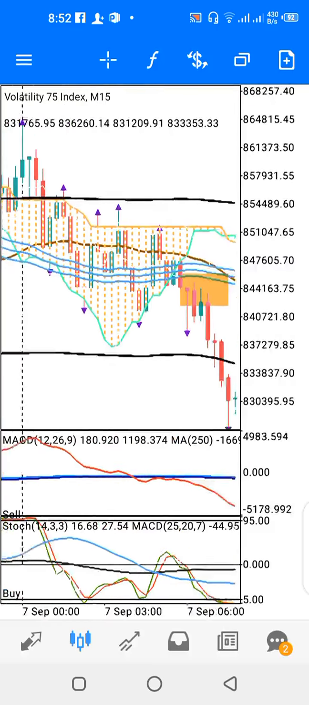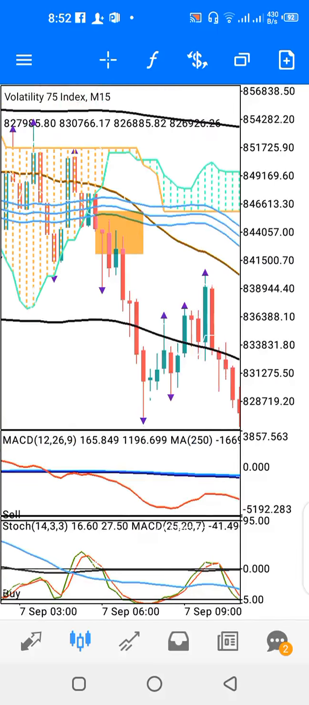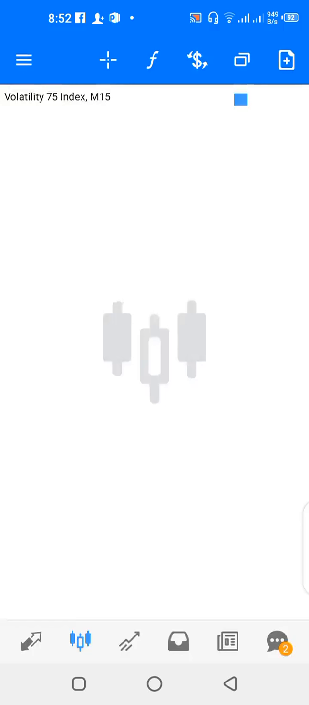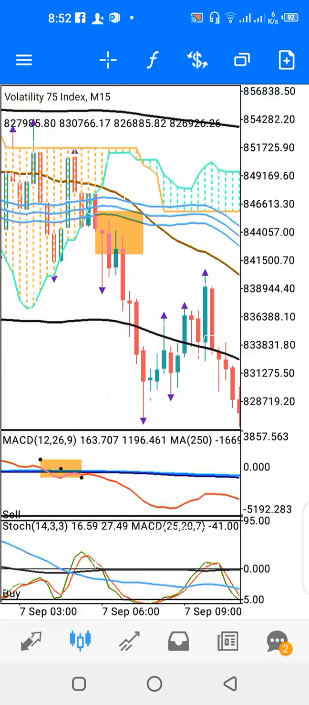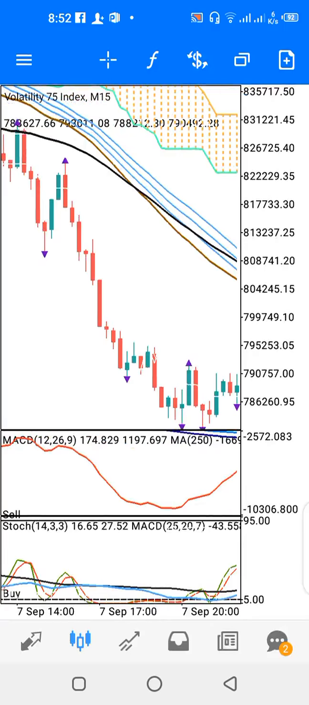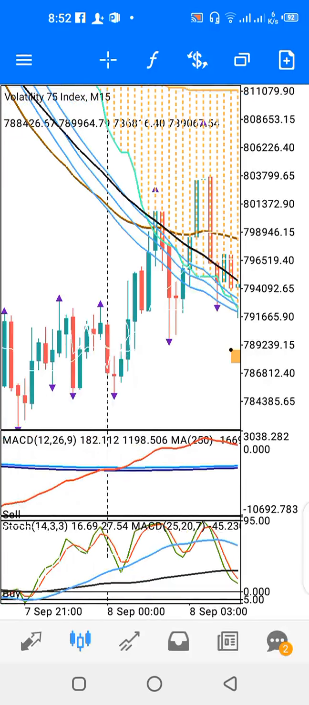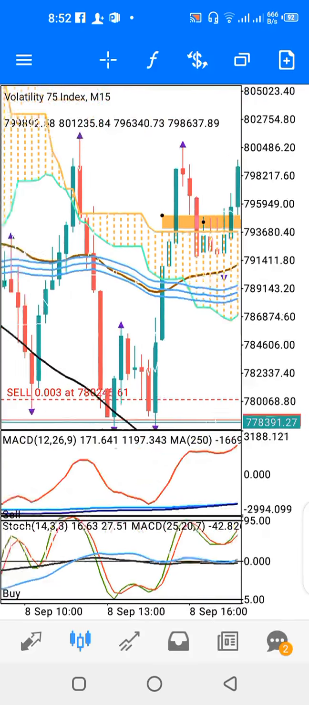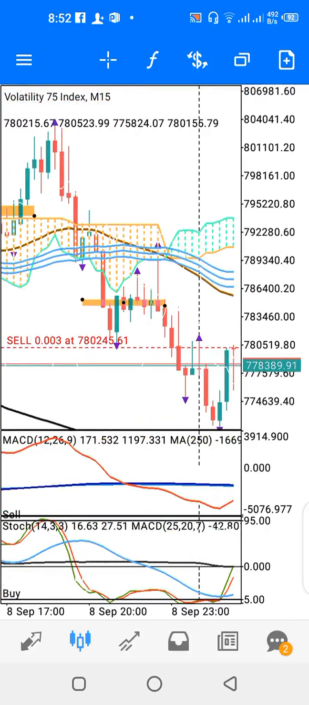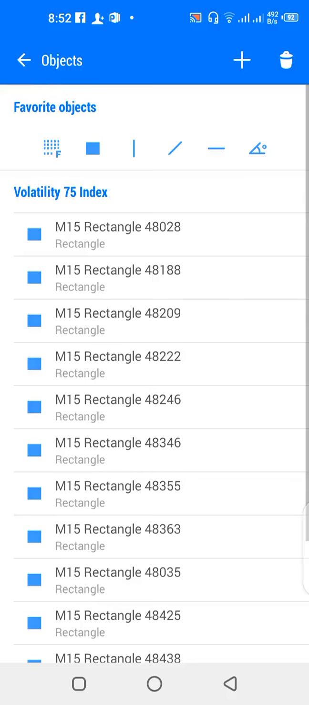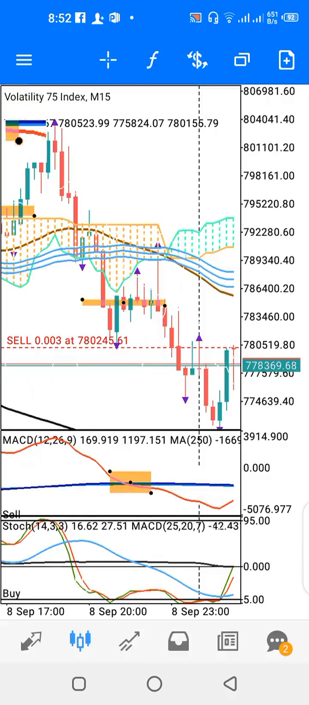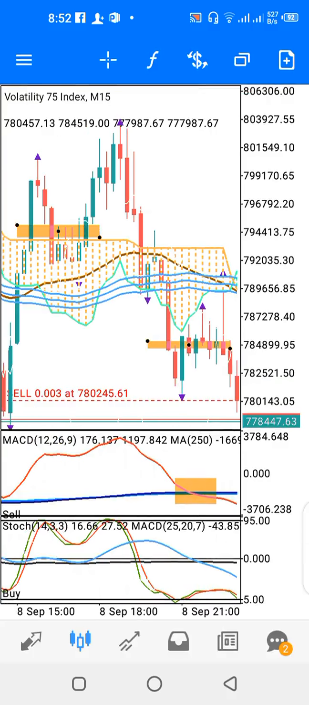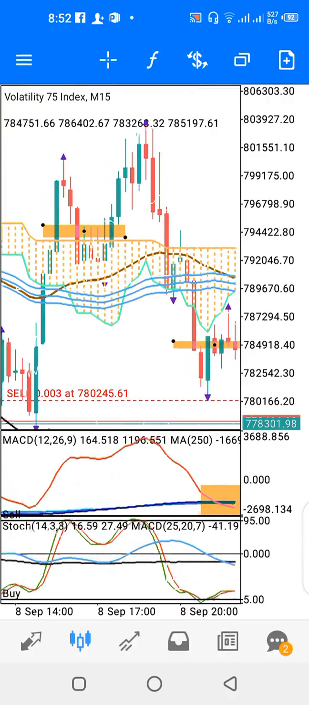Then you have the red line crossing below, bearish trend, look for sell signals, and then you have the red line crossing above, like you have around here. Bullish trend, look for buy opportunities. Like you have around here, bearish trend, look for selling opportunities. So that's that for the indicator window one.